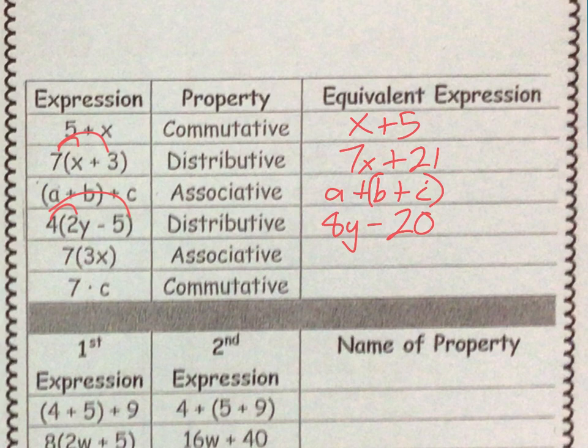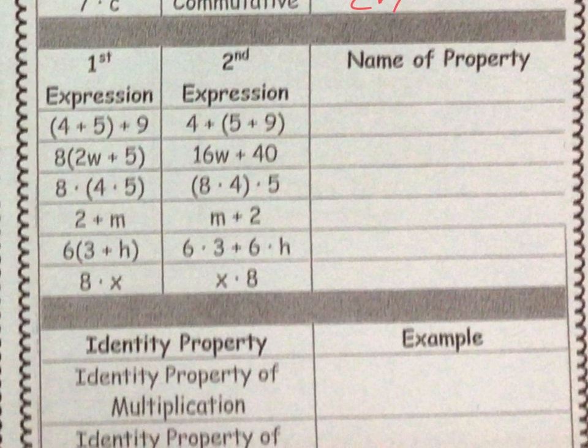Associative on this one, well, how can we regroup this? We can go 7 times 3 times x. So we change that grouping, but it doesn't change the value. It's still going to be 21x. And then commutative again, 7 times c times 7. Okay, so let's take a look at this, what it wants. It gives us the first expression and the second expression. Well, what happened? Well, the grouping changed. So if the grouping changed, it's associative.